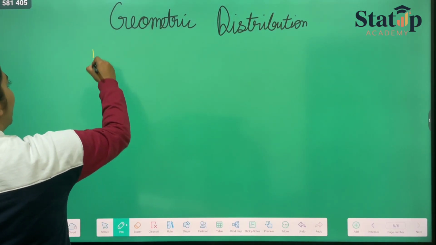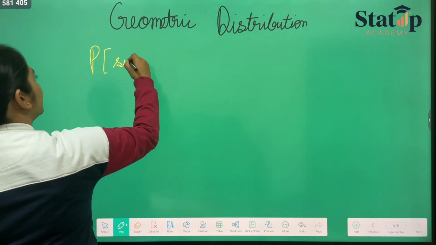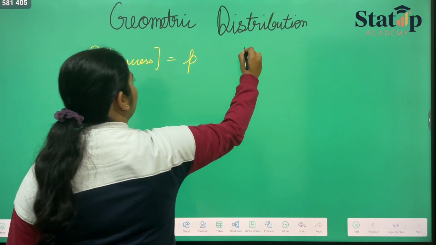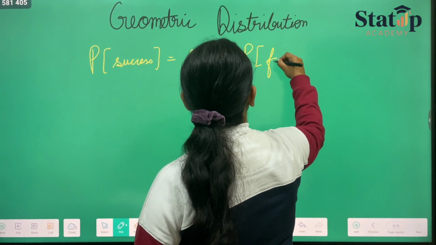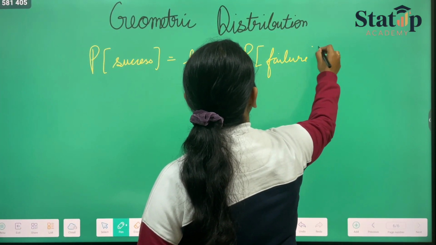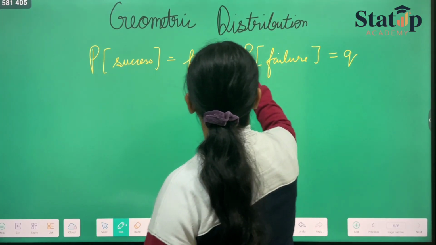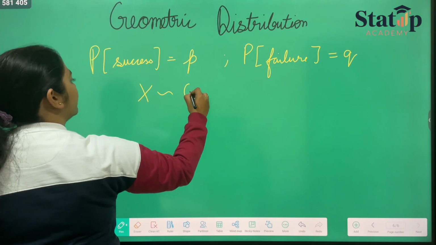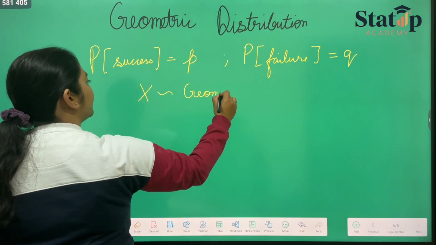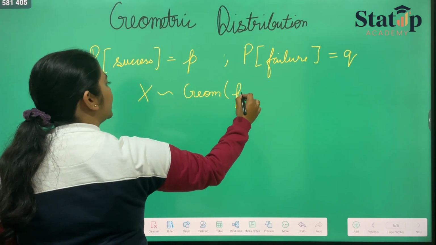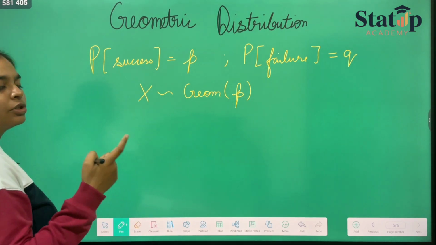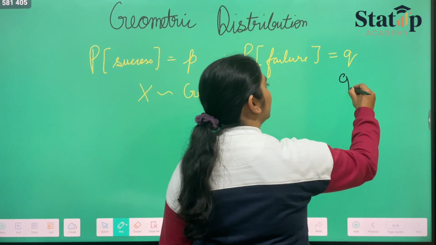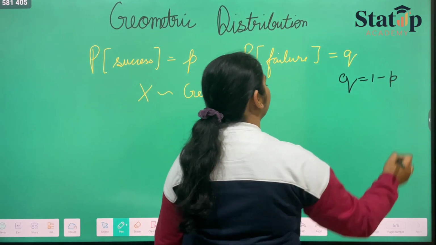Suppose we have the probability of success defined as P and the probability of failure of an event defined as Q. Suppose we have these two terms. Now we say that X follows geometric distribution GEOM with the parameter P. There is only one parameter because Q is dependent on the parameter P only. Q is nothing but equal to 1 minus P.